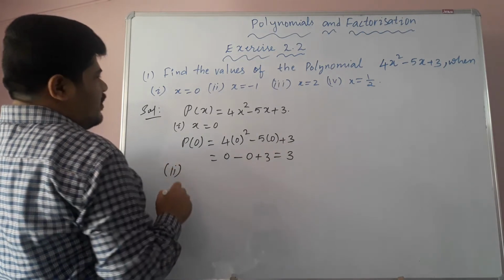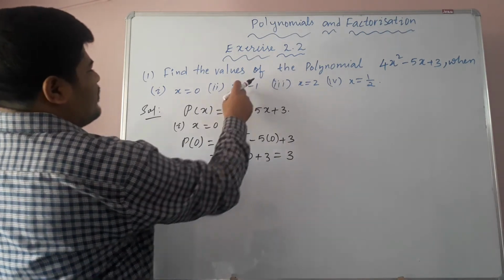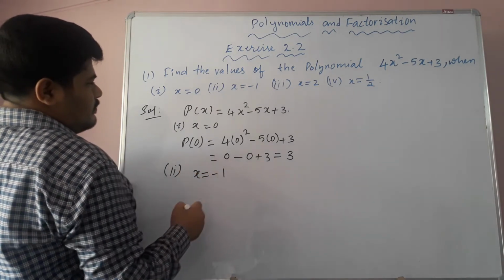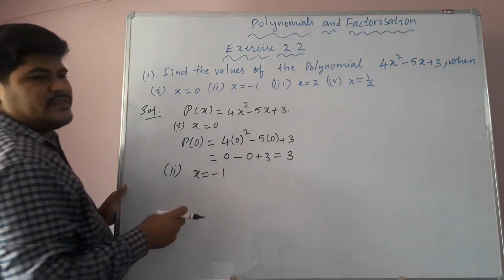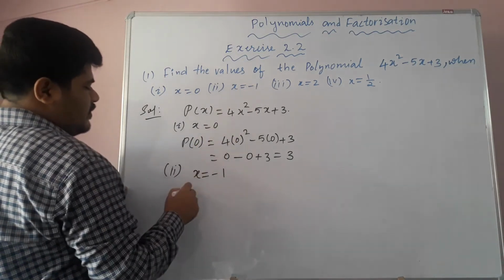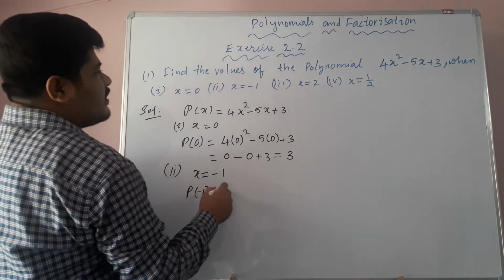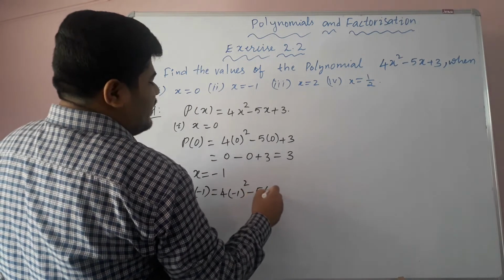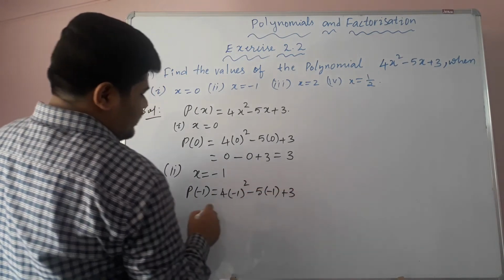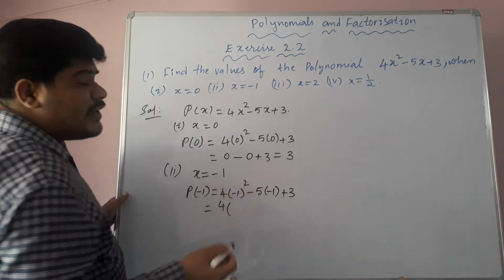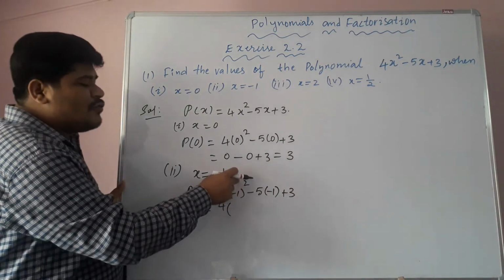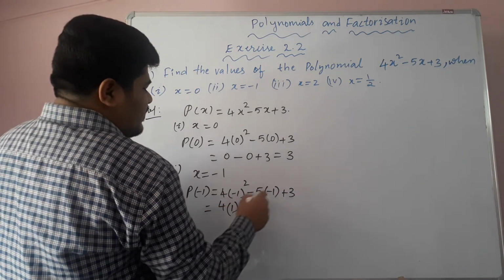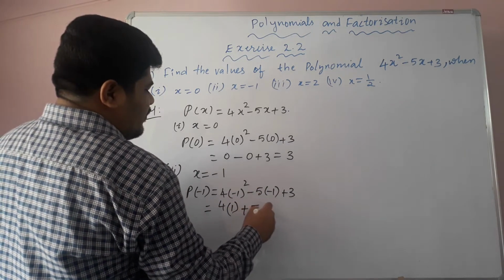Now look at the second problem in the first bit. So students, at x is equal to -1. So p of -1 is equal to 4 into (-1) square minus 5 into (-1) plus 3. So 4 into (-1) square. So students, (-1) to the power of 2 gives us +1. Minus into minus is plus. So 4 into 1, minus into minus plus, 5 into 1 is 5, plus 3.